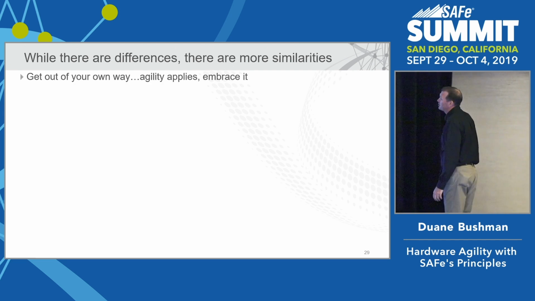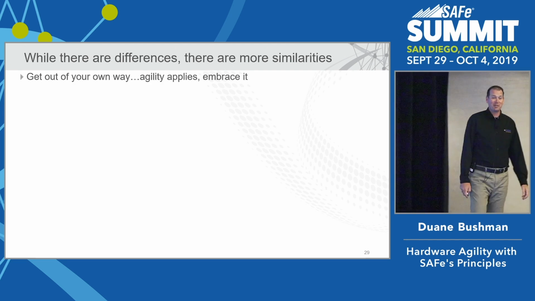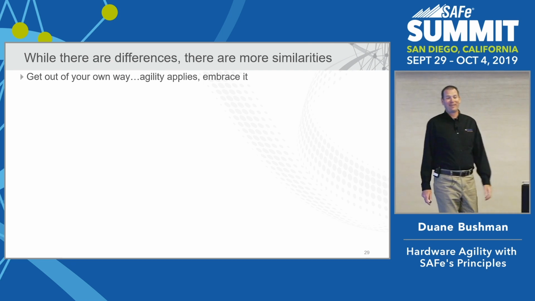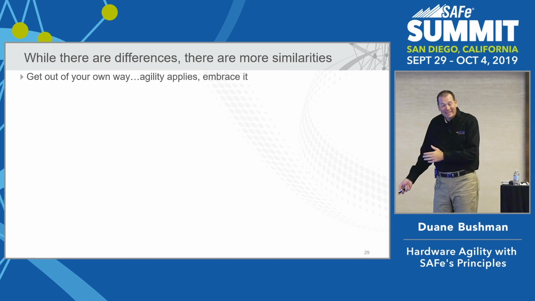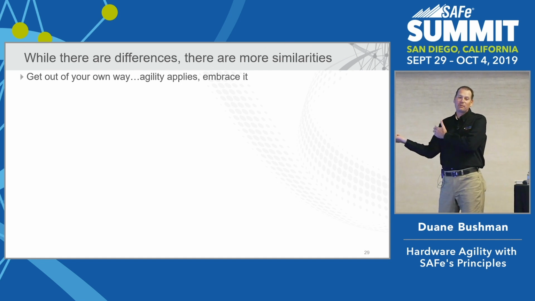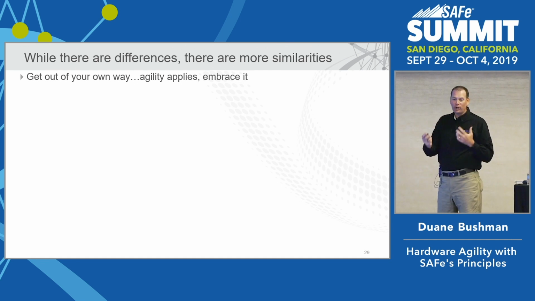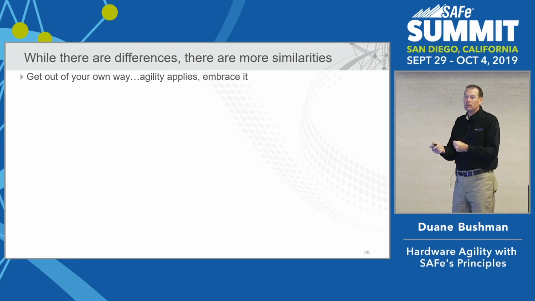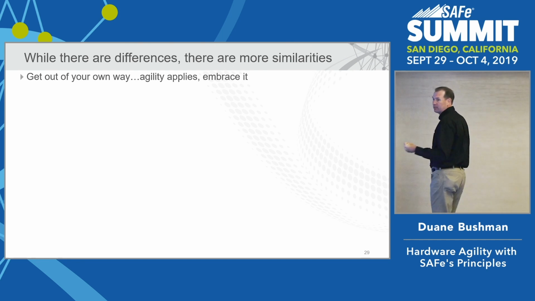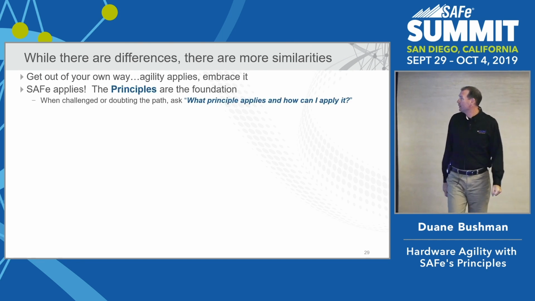So, first, get out of your own way. Agility applies, embrace it. Those of you who know me, I have a bit of a sense of humor. I toyed with leaving it up there or not. But I've said this so many times with my teams, because we want to argue some of those practices and principles over and over and over. And at some point you say, just embrace it. We are going to be so much better off if we grab on and go. So that's what we want to do, embrace it rather than fight it.